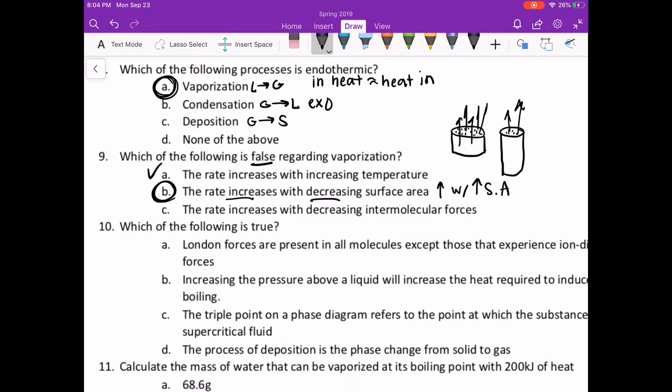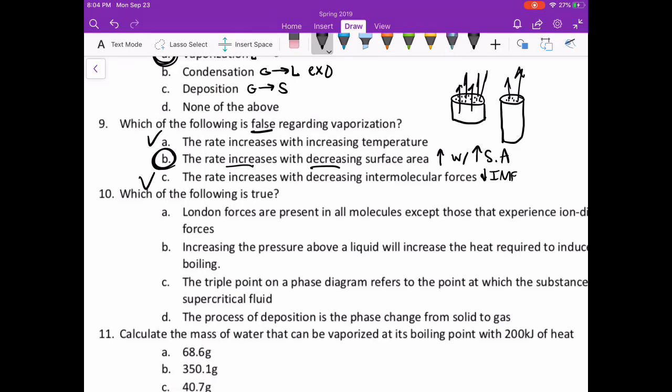Okay, C, the rate increases with decreasing intermolecular forces. I know this is going to be true because as I decrease the intermolecular forces, I decrease the hold that a particle has on its adjacent particles. With that decreased hold, it's able to break through a lot easier. So that would be my overall increase.